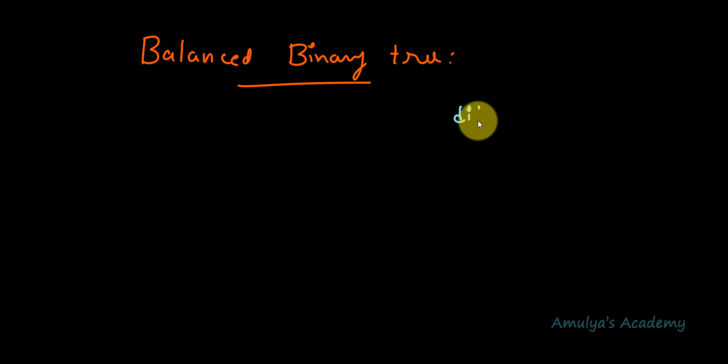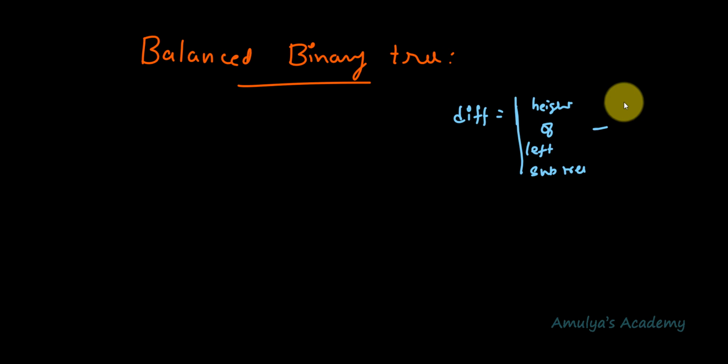We need to find out the difference for every node, okay? How to find the difference? We need to find out the absolute value of the height of the left subtree minus the height of the right subtree.